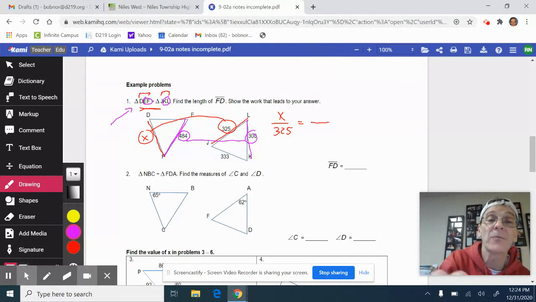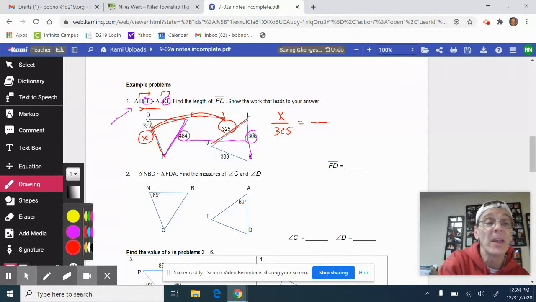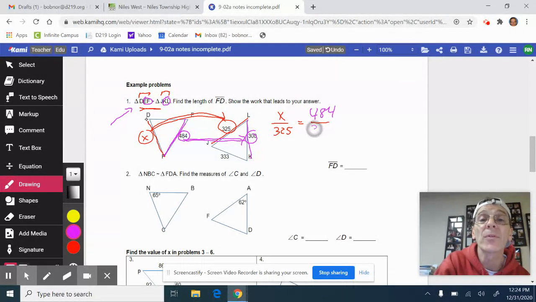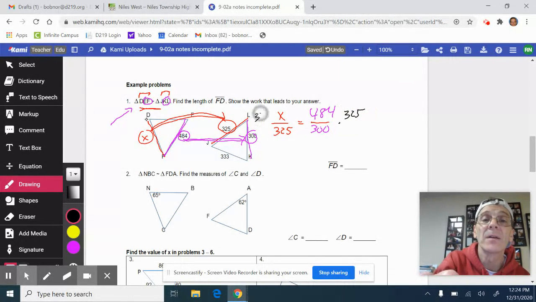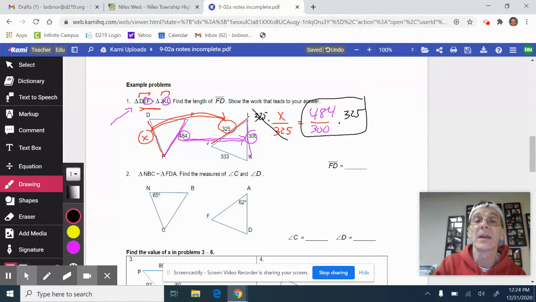So since I have written the first ratio, x over 325, going from this triangle to that triangle, I must set up the other ratio in the same direction from here to there, 484 over 300. Now that's a super easy equation to solve, right? We just multiply both sides by 325. And then it's time to pick up the calculator and plug all of this in. And we get what we get.